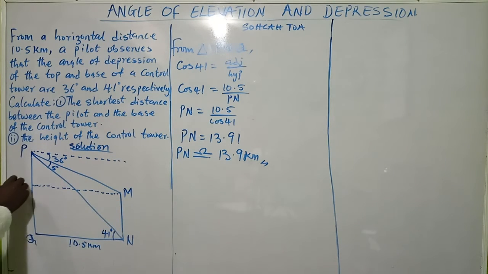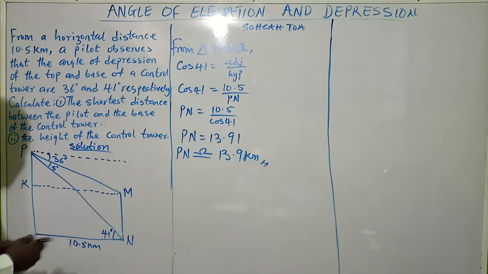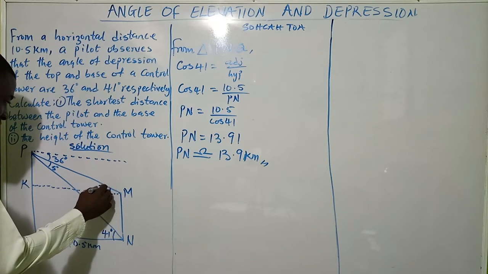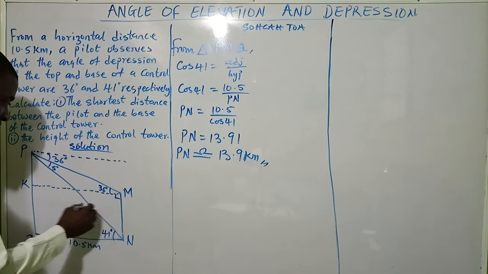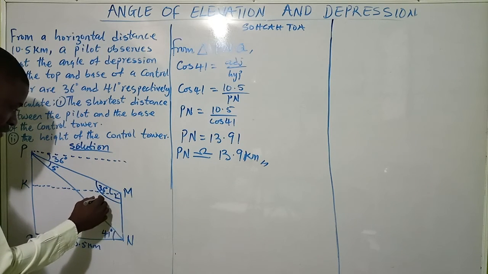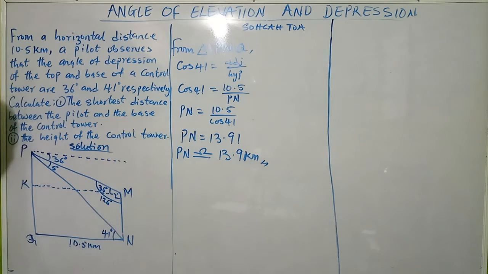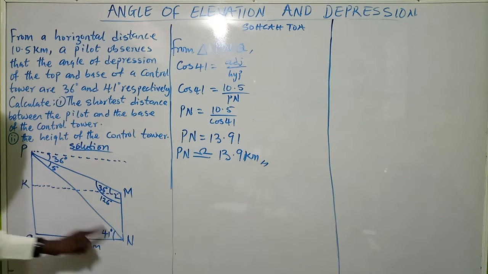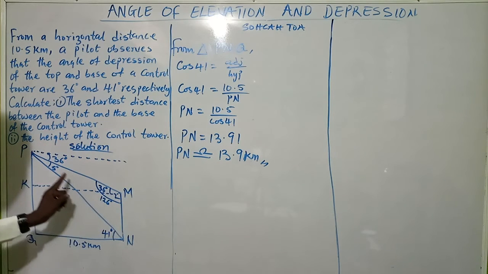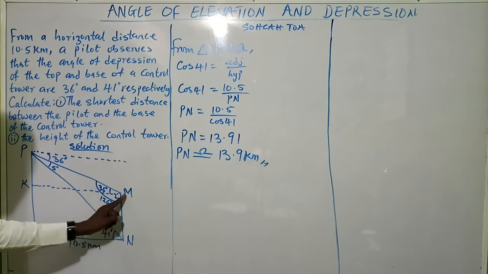Let me call this point K. See what I'm going to do now. This angle here is 36 degrees, and this is 90. So if I'm going to get the whole of this angle now, this is 126 degrees. Okay, so that is 126 degrees. Now I can use the sine rule because I know PN already as 13.9, and I know this angle here, and I'm looking for this side.